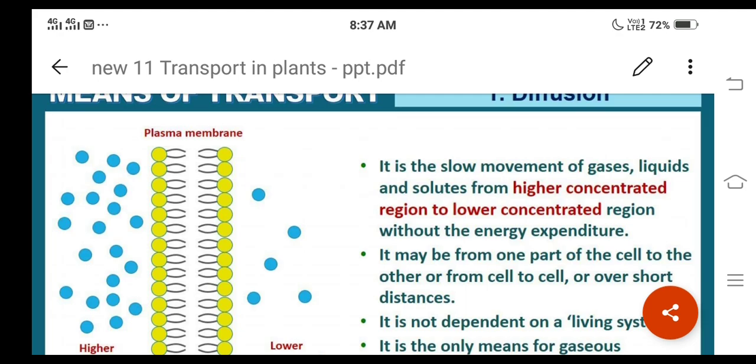Another important point is that it may be from one part of the cell to the other. It means diffusion may occur within a cell, from one part to another part, or from cell to cell, from one cell to another cell, or over short distances. All these are the characteristics of diffusion, right?